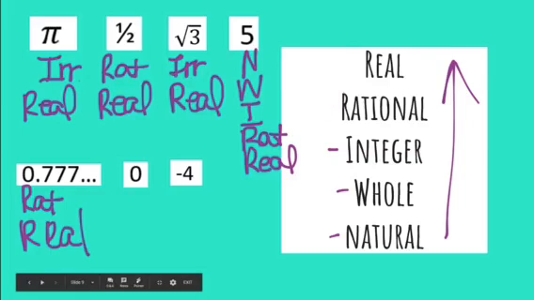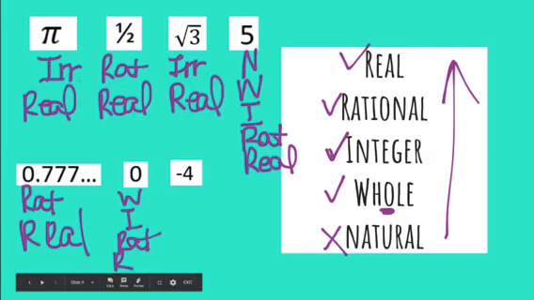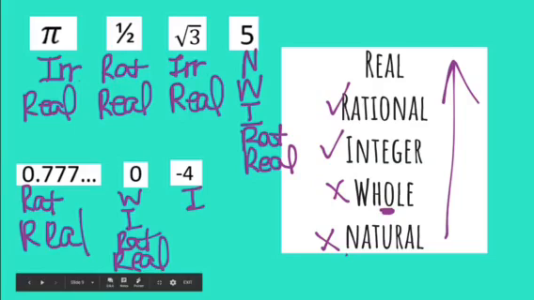Okay, let's look at 0. Do we naturally count to 0? If I say, hey, hide and go seek, I'm going to go over there, you don't start at 0. You don't start at 0, so it's not natural. But is it whole? Yeah, look at that 0 there. So it's whole, which means it's also an integer. It's also rational, and it's also real. Okay, -4. You don't naturally count to negative numbers. It's not 0, 1, 2, 3, 4, but it is an integer. So it is an integer, it is rational, and it is real.